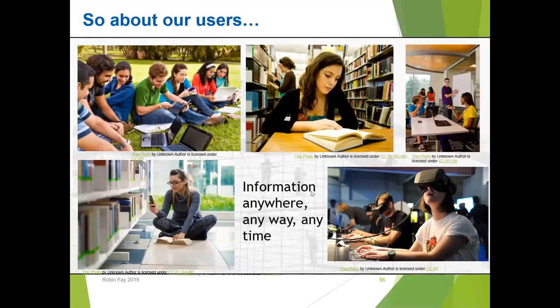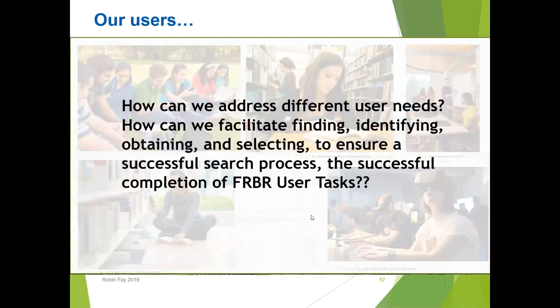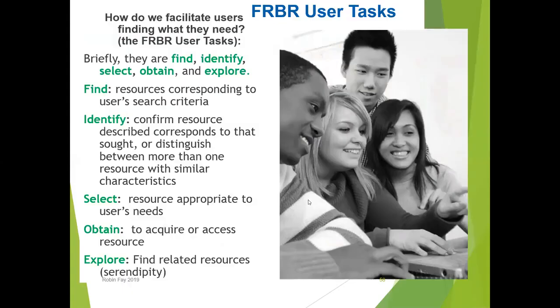So what about our users? Well, they are everywhere, anytime, working with all kinds of formats. And one of the things that the LRM did was reevaluate those FRBR user tasks. The initial ones were about whether or not a user can find what they're looking for and how our data can help. So we've talked about these before, but the tasks are find, identify, select, obtain, and explore is the new one.